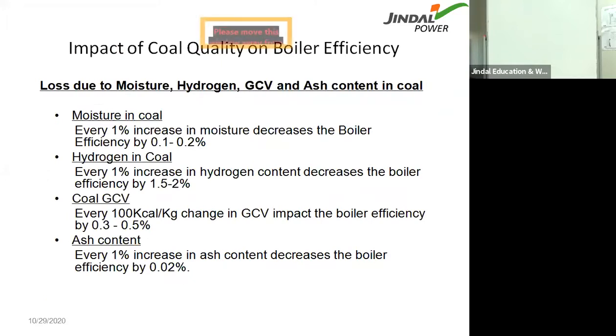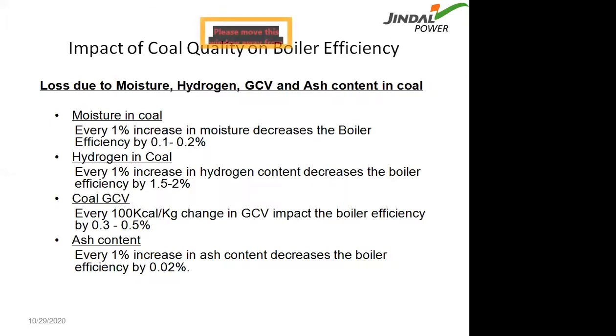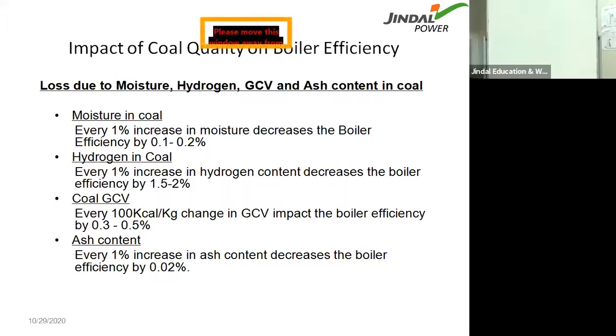These are the technical terms that we used to follow in computation of boiler efficiency. Moisture in coal, mainly it has been derived after years of experiments by our CHP units, coal handling plant units. More or less, it is based on empirical calculation, and every 1% increase in moisture decreases the boiler efficiency by 0.1 to 0.2%, and similarly for hydrogen, for coal GCV, for ash content.